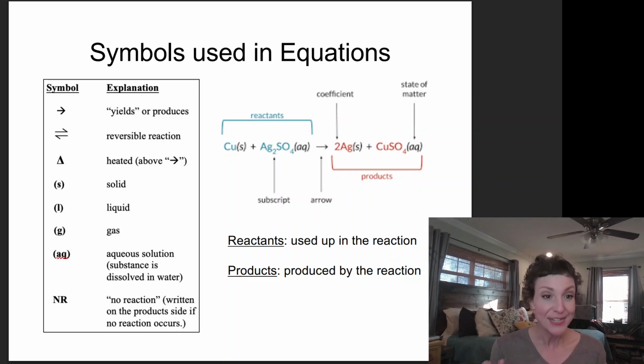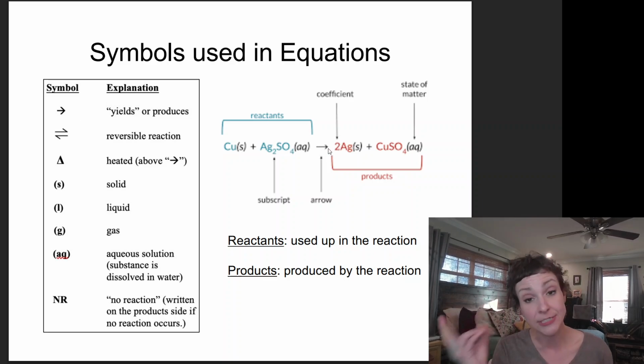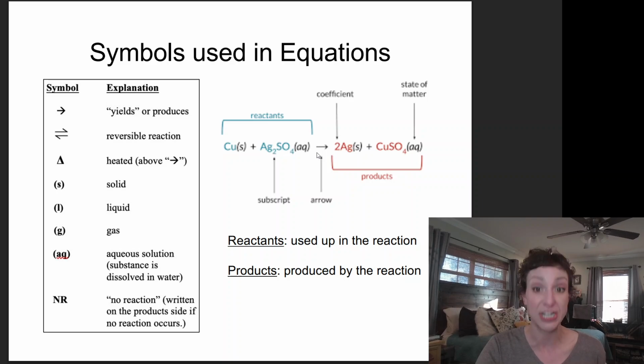So now I have some symbols. Here is a list of some common symbols that you will maybe see in a chemical reaction equation. The most obvious one for us to address first is this arrow. That arrow is a yield sign. It lets me know the direction that the reaction is progressing, meaning it will start with reactants, and then that arrow points you towards the products that it is producing, right?